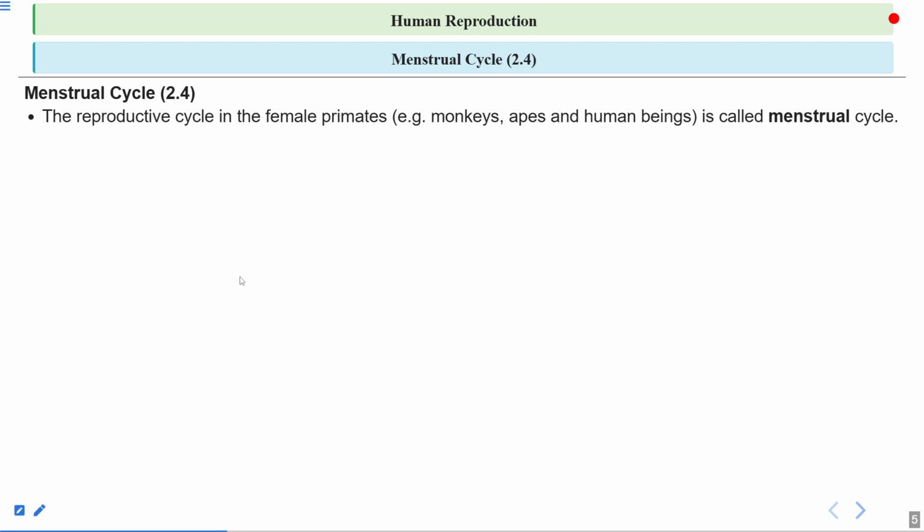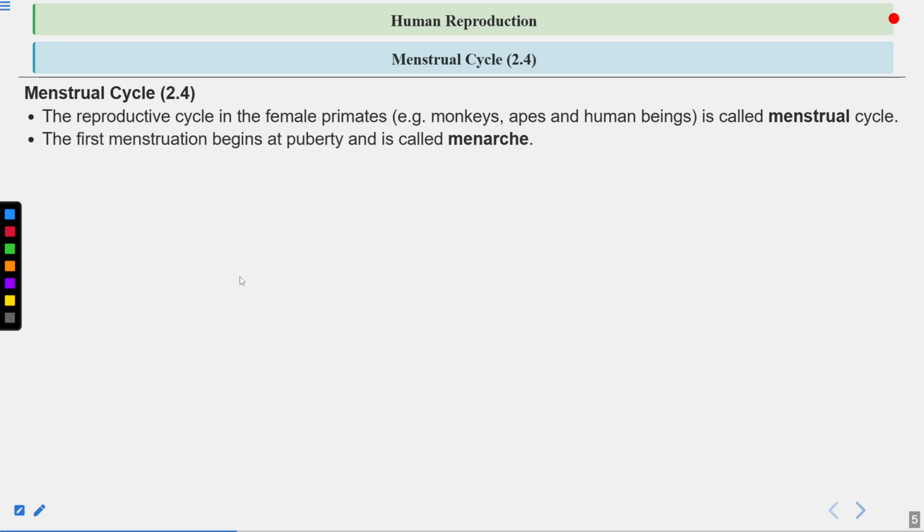So let's begin with today's session. What is the menstrual cycle? The reproductive cycle in female primates, for example monkeys, apes, and human beings, is called the menstrual cycle. It is a reproductive cycle that occurs in female primates. The first menstruation begins at puberty and is called the menarche. So the onset of menstruation is known as menarche, and it starts at puberty.